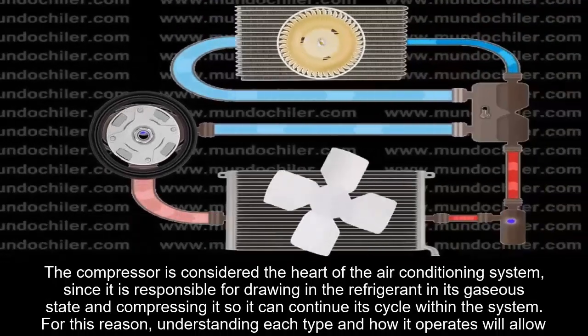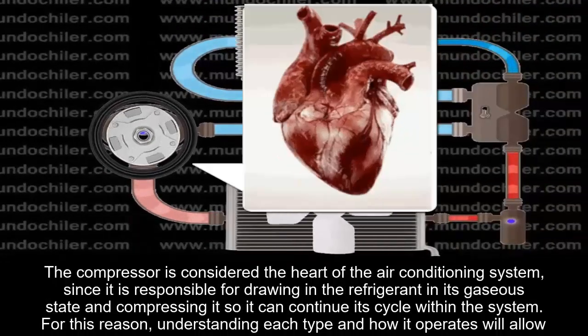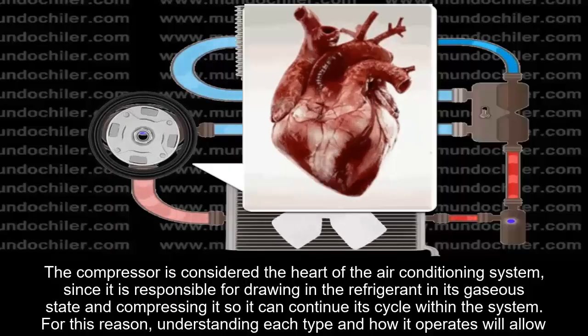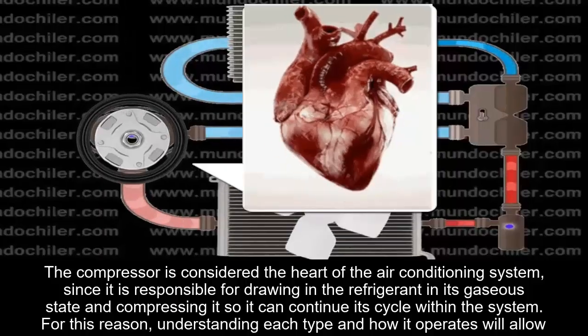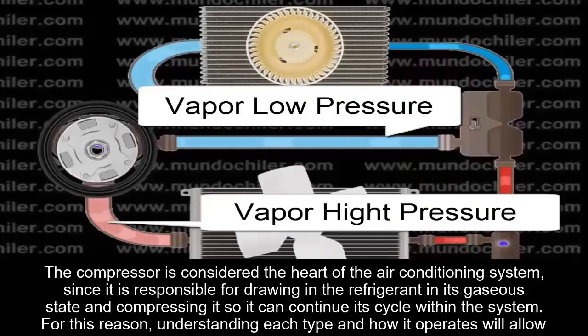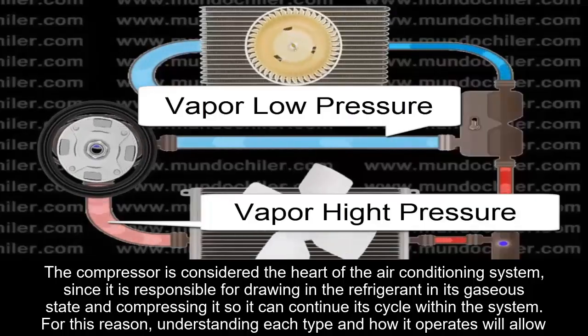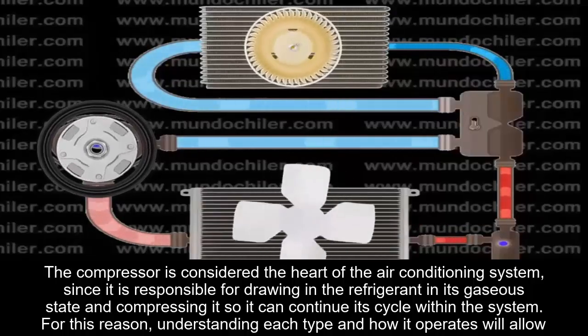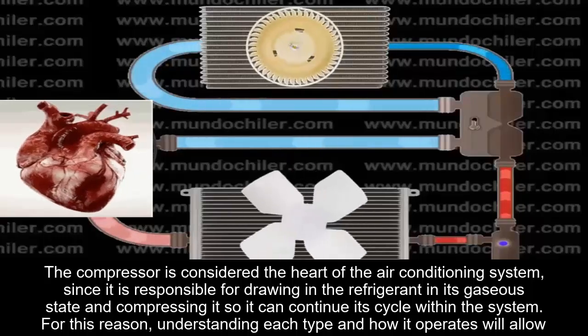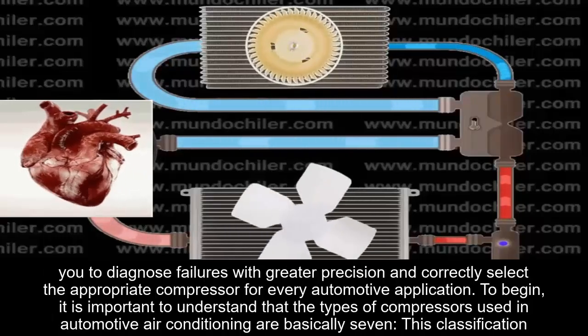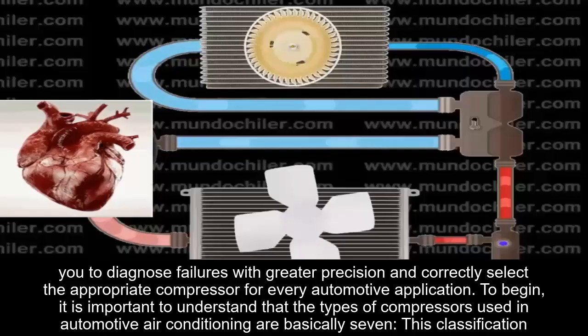The compressor is considered the heart of the air conditioning system, since it is responsible for drawing in the refrigerant in its gaseous state and compressing it so it can continue its cycle within the system. For this reason, understanding each type and how it operates will allow you to diagnose failures with greater precision and correctly select the appropriate compressor for every automotive application.